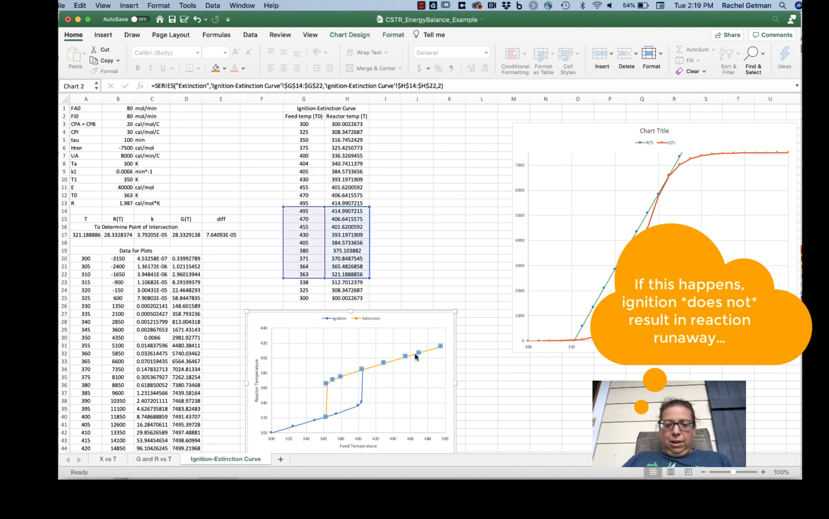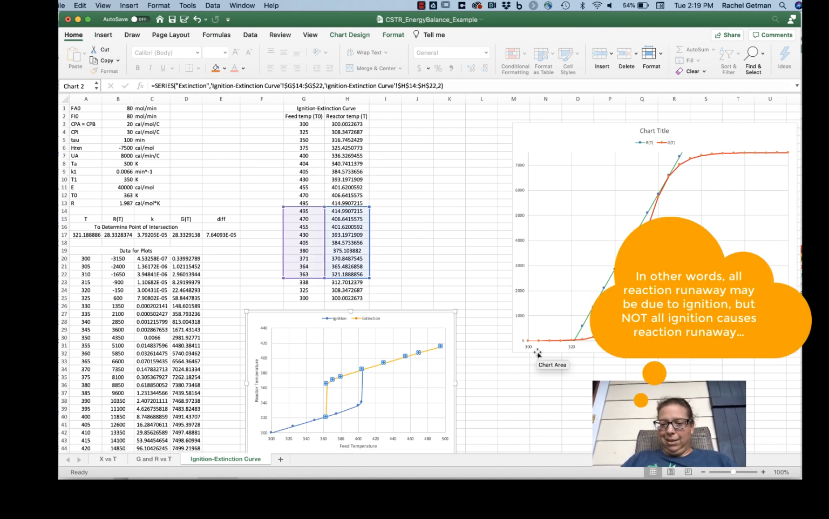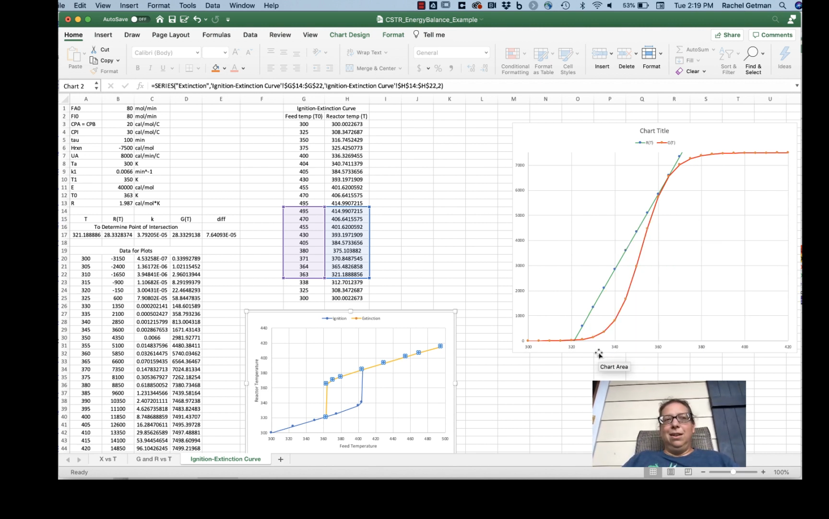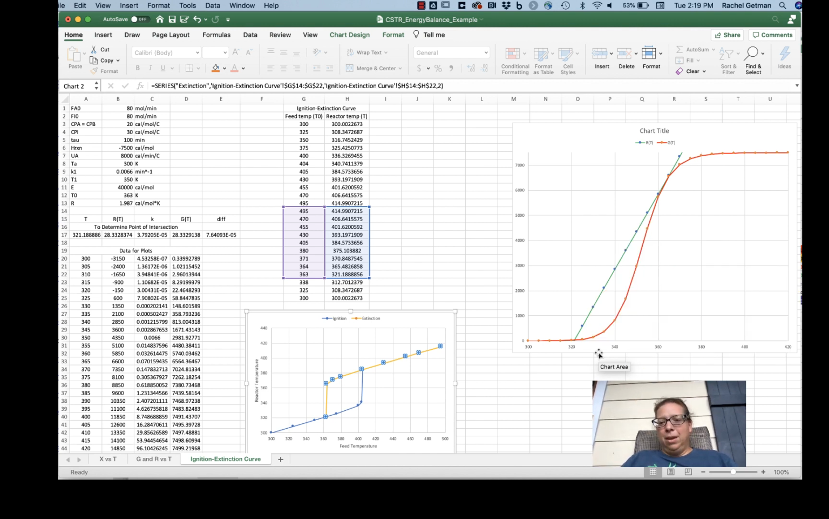The reason I'm interested in this curve, the extinction curve, is because I really don't want to operate at this lower level. That is where I'm getting near zero conversion. So I really don't want to operate my reactor where I'm achieving 0% conversion, because then I'm not producing any products. So if I'm adjusting my feed temperature in order to control my reactor temperature, I want to know what temperature I would have to decrease it to in order to fall off of this high conversion.